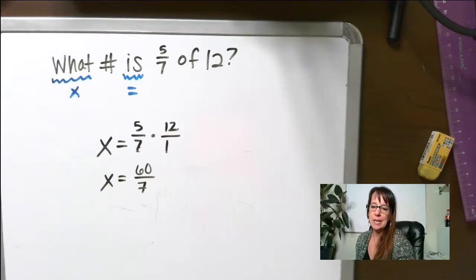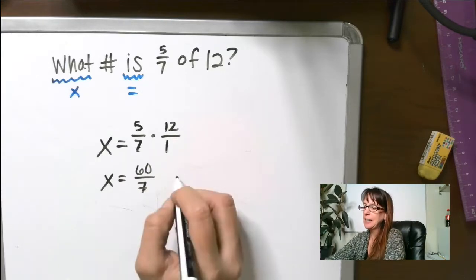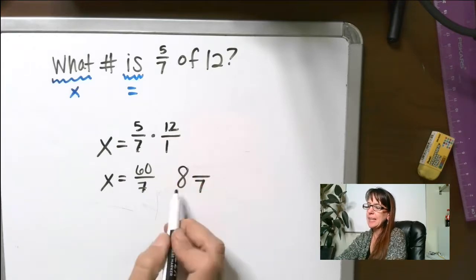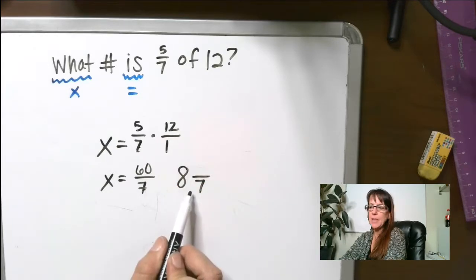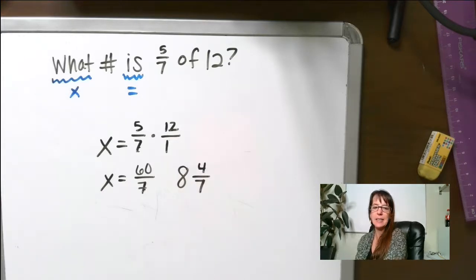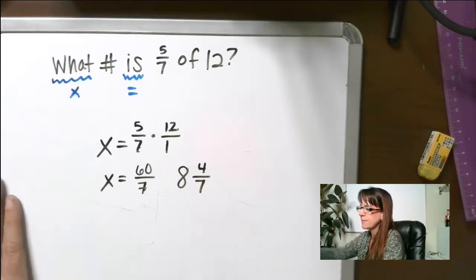Just as a friendly reminder, in order to do that, 7 goes into 60 8 times, and then we always keep the same denominator. 8 times 7 is 56, plus 4 would give me 60. So that's the mixed number version. This is the improper fraction.